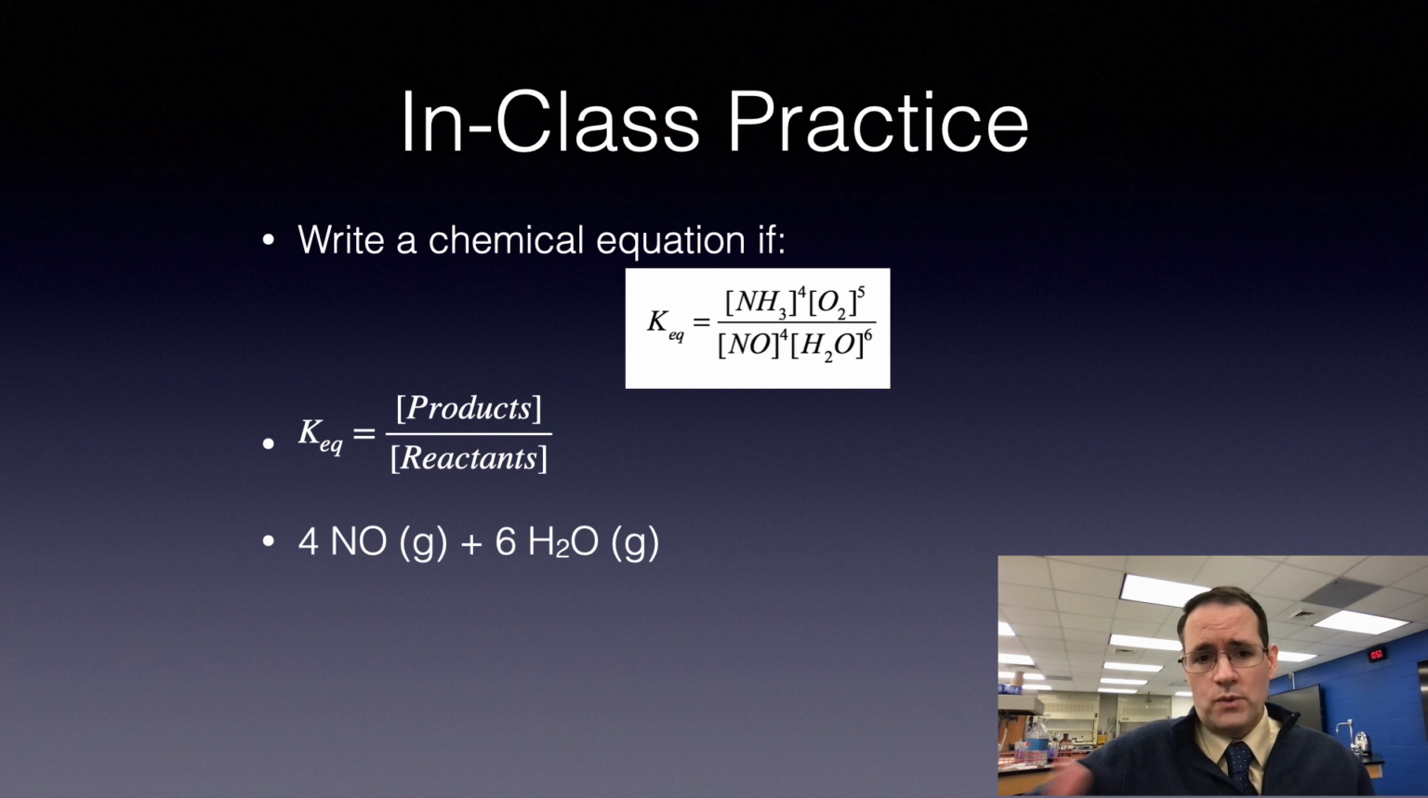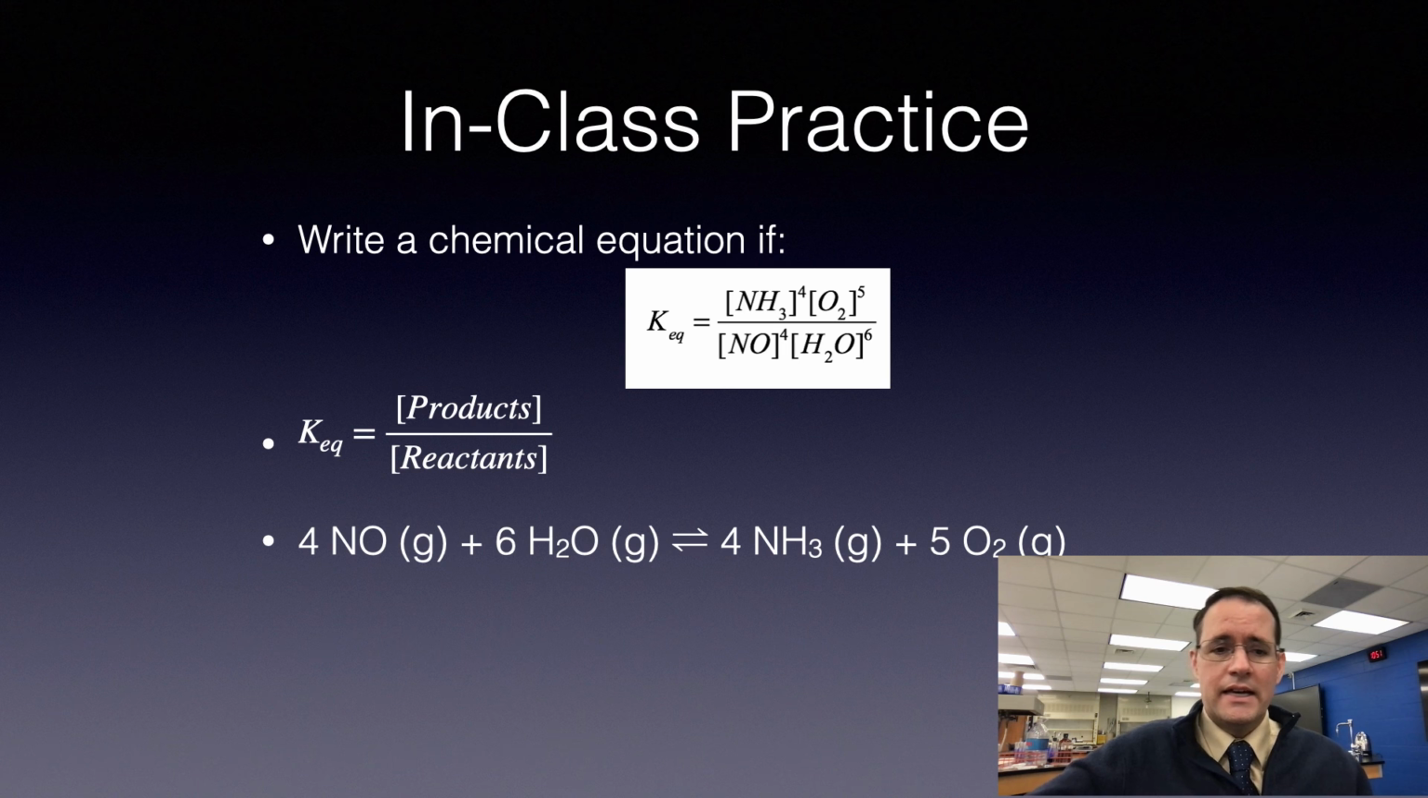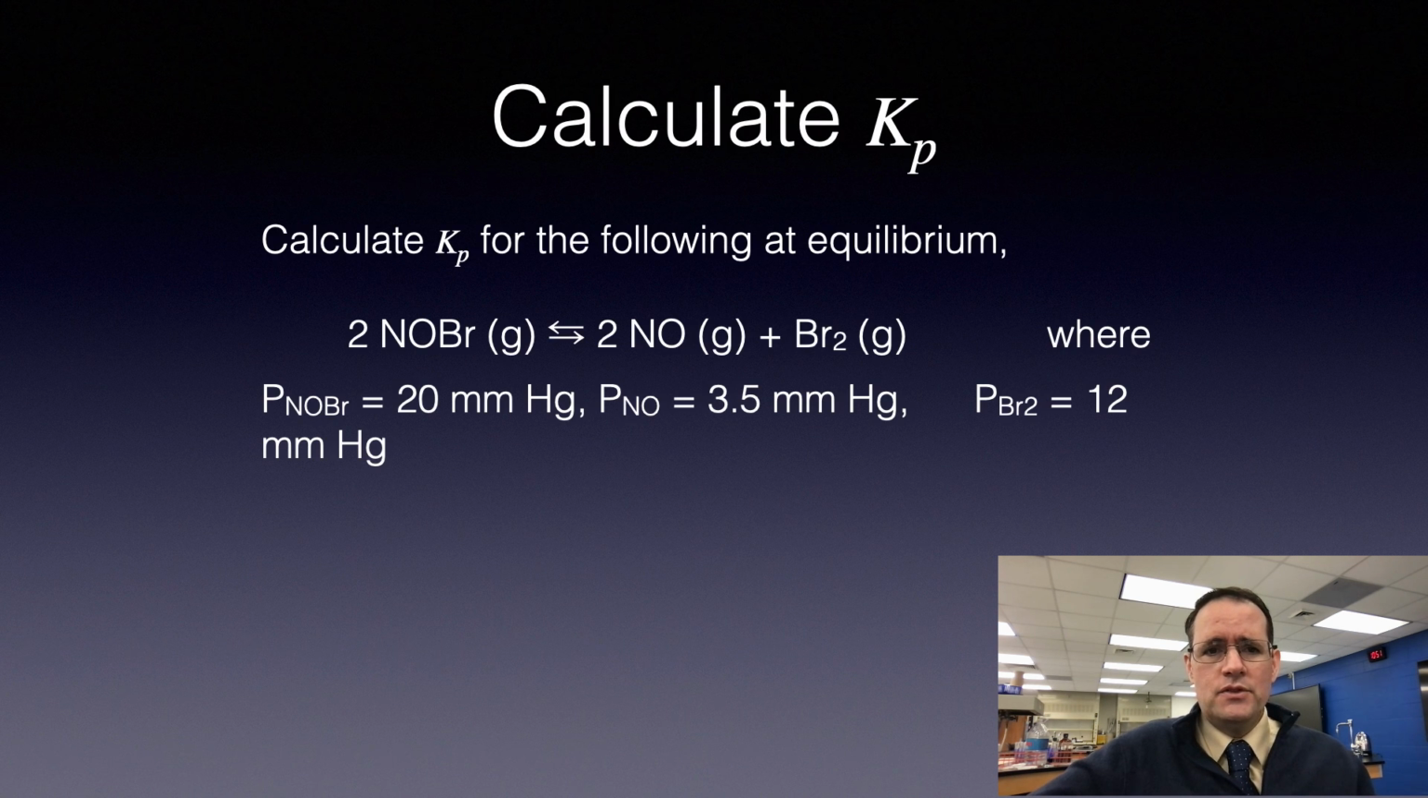H2O is, well, we have 6 of those, right? And that's in equilibrium with 4 ammonias and 5 oxygens, okay? And everything's gas there. There's no solids or liquids, we know. I'm assuming that everything's gas because we're in this equilibrium, gaseous equilibrium chapter. Let's do some problems now.